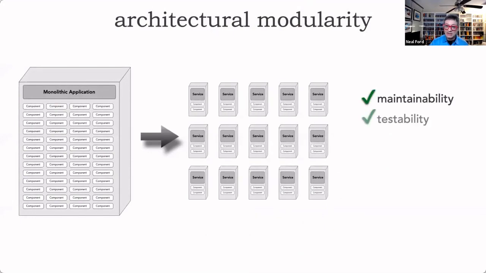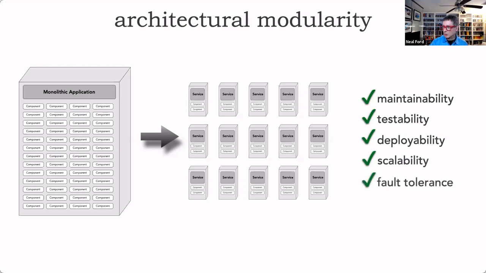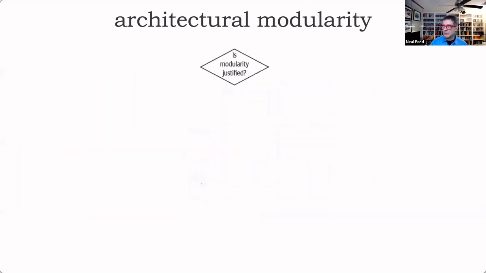For maintainability, it's a lot easier to maintain. Testing is a lot easier because you isolate the scope of testing. Deployment is easier because you can make that scope smaller. So are things like scalability and fault tolerance. These operational architecture characteristics get a lot easier when you do that.